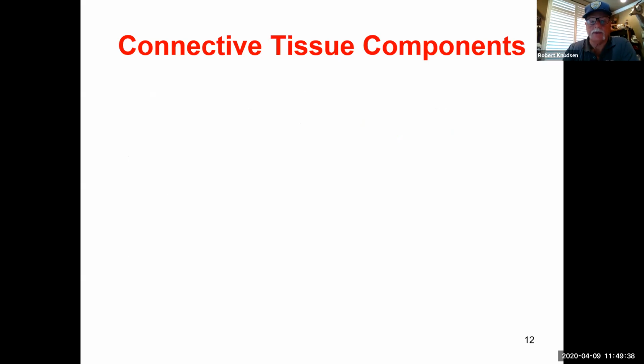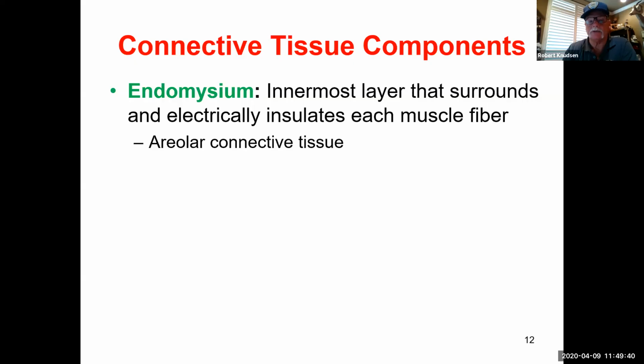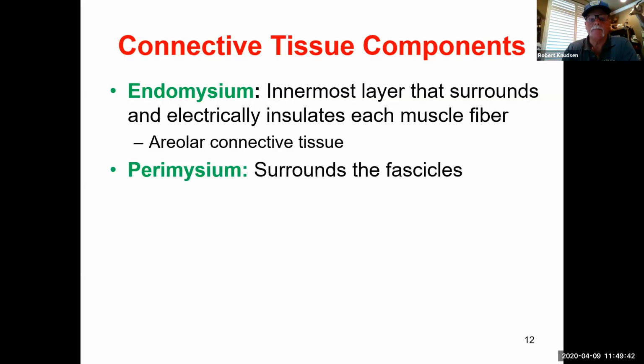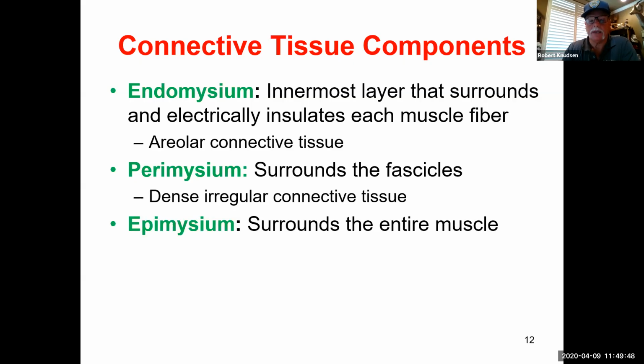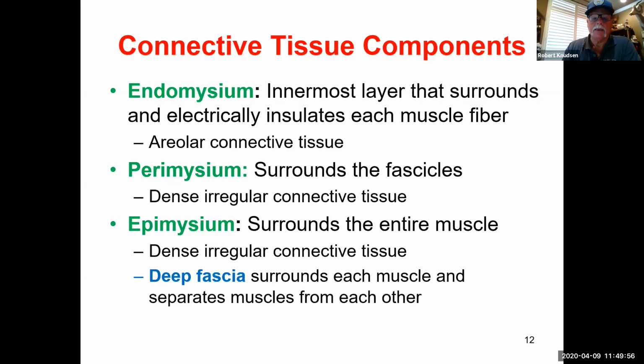Okay, so anyway, here we go. Endomycelium tells you what it is, tells you what it's made out of. Perimycelium tells you where it's at, what it does and what it's made out of. And then there's the epimycelium that goes around the entire muscle. And then the extra coating around the outside is called fascia. Okay, and I put deep fascia, just fascia. Okay, fascia is all you need to know.